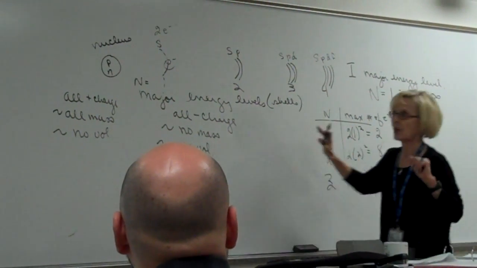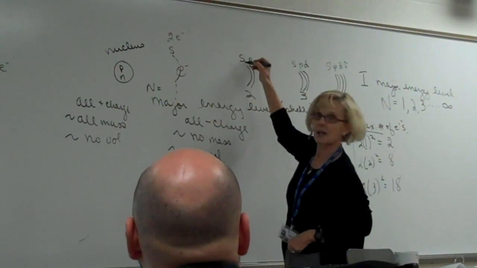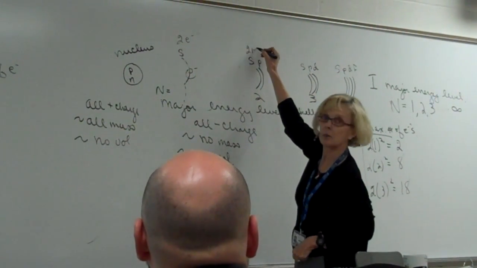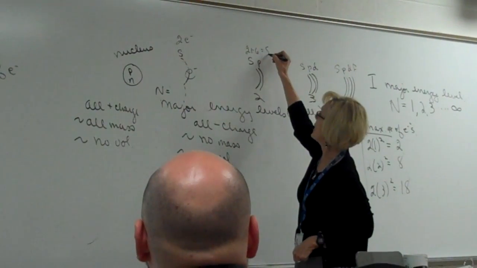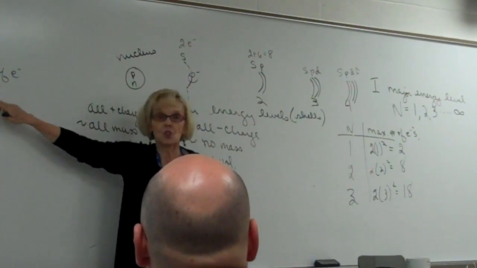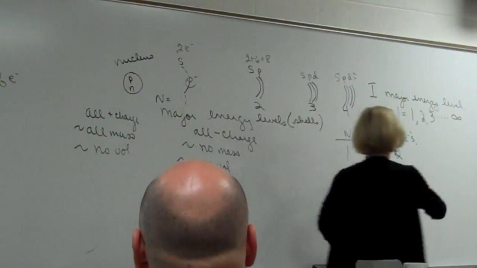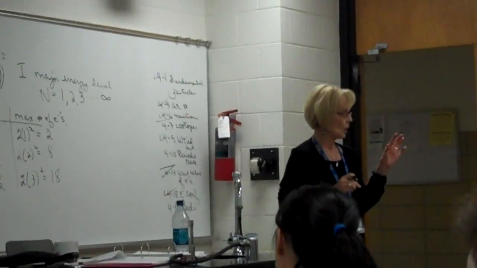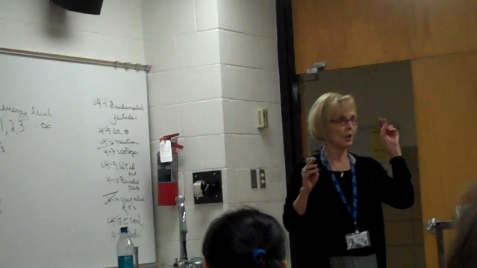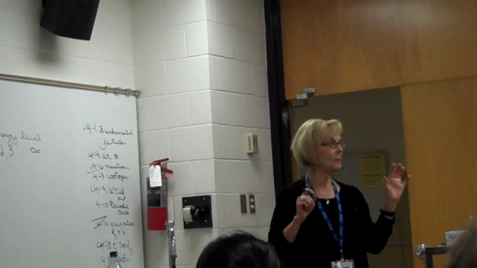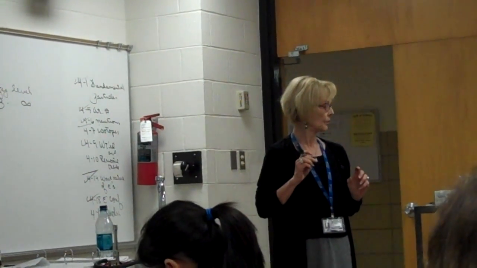Fits together. Now, I'm here. This S holds how many? 2. This P holds how many? 6. For a total of 8. Okay? Has 2, has 6. Come over here. This told us if we're on the second, the total in there is going to be 8. Now we know more. We know of those 8, 2 are in an S sublevel, 6 are in a P sublevel.